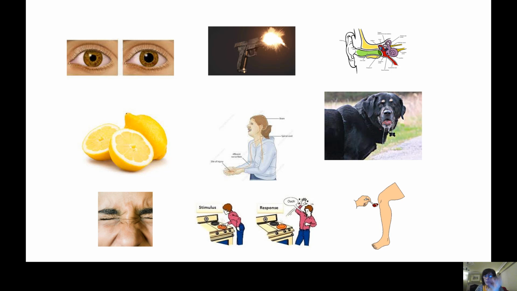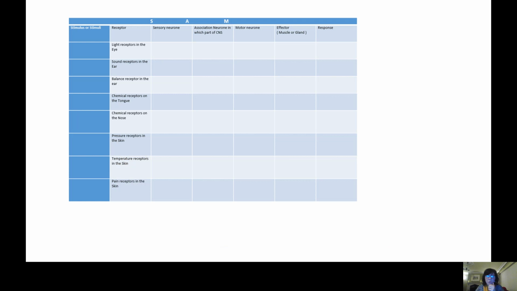Well, what are you doing? You're protecting your leg, the muscles in your leg from injury. So remember, this is all to protect yourself. So pressure receptors in the skin, what is the stimulus? You're hit under your knee with a hammer. Pressure receptors in your skin go along your sensory neuron.